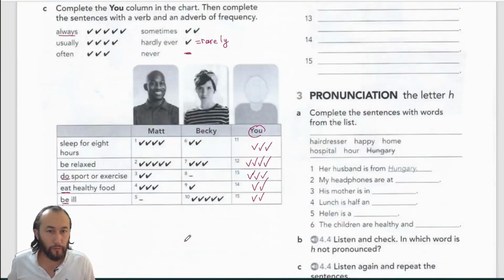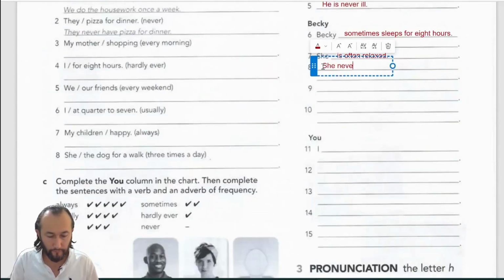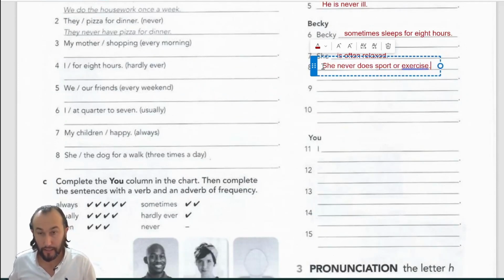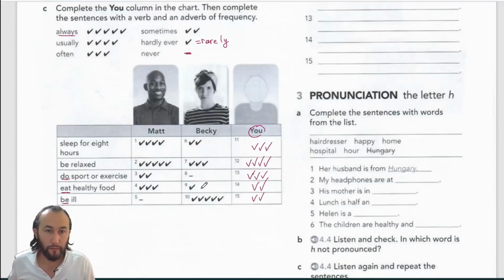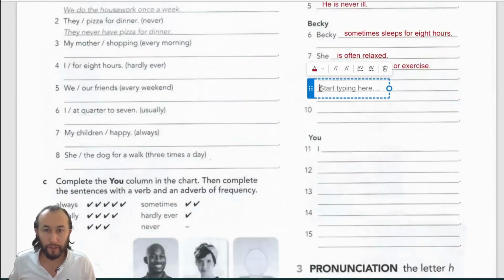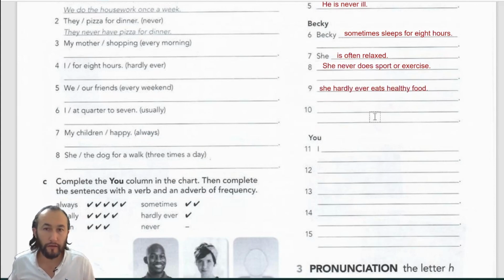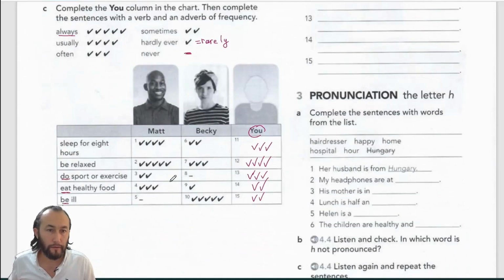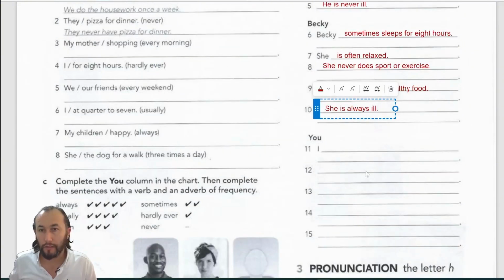Number 8. Number 8 is never. So Becky, she never does sport or exercise. Number 9, hardly ever. 1 tick, hardly ever. So she hardly ever eats healthy food. Number 10, always, be ill. So Becky, she is always ill. She's always ill.